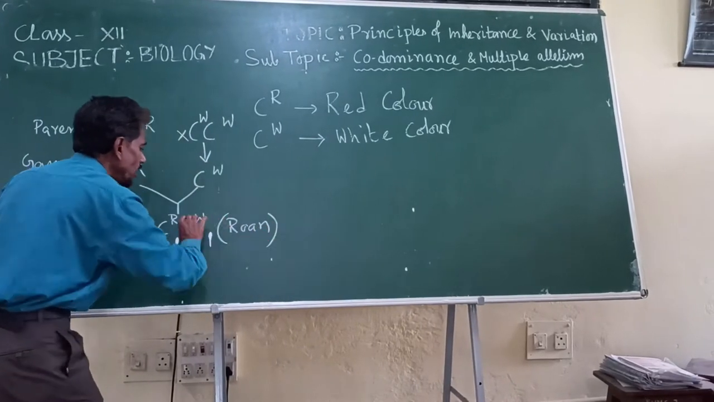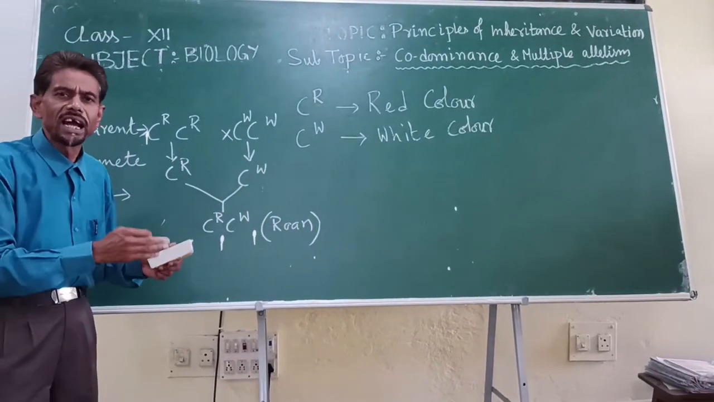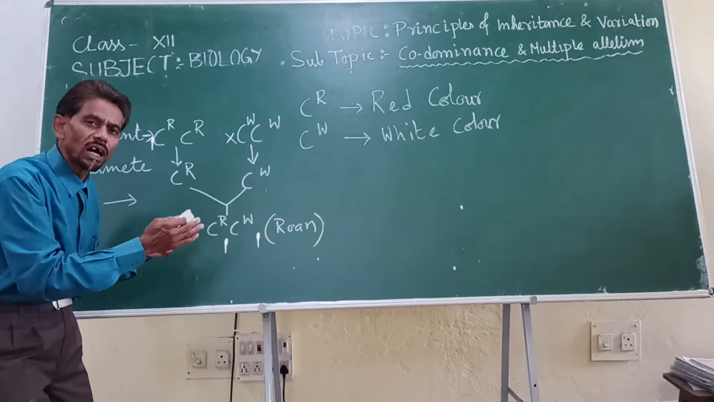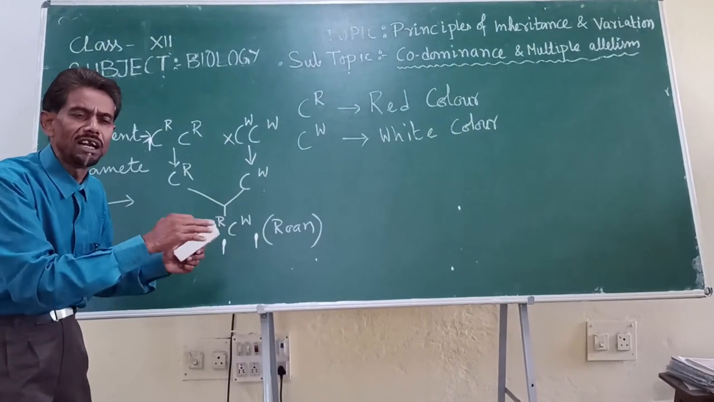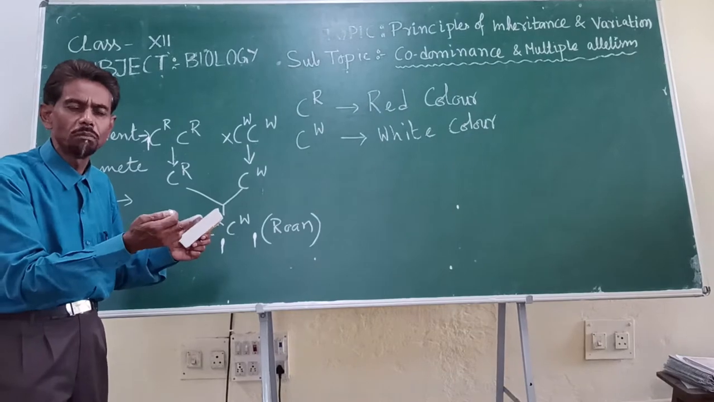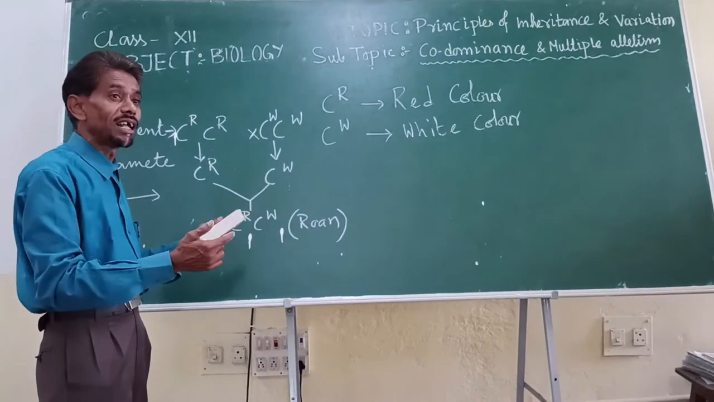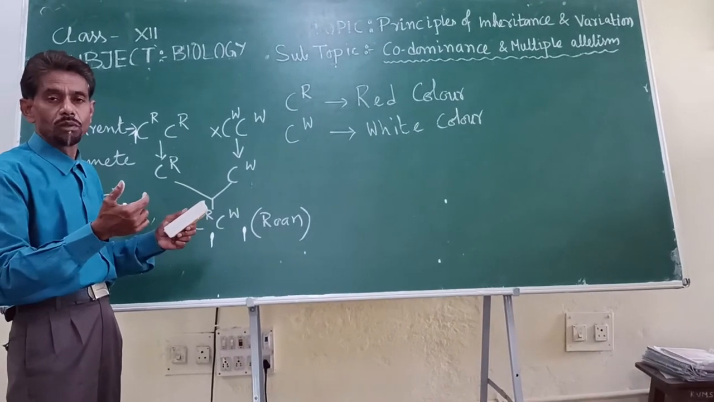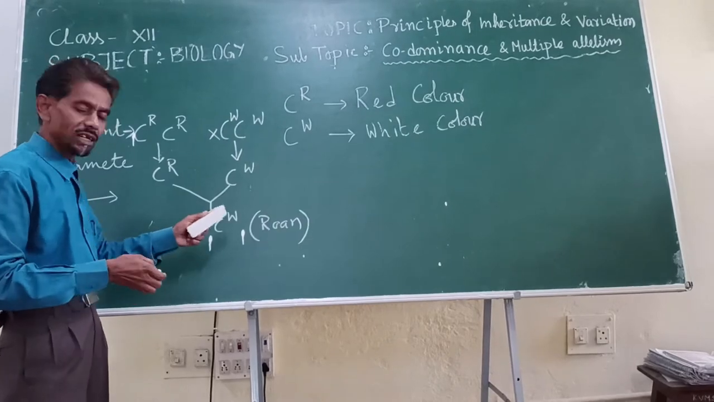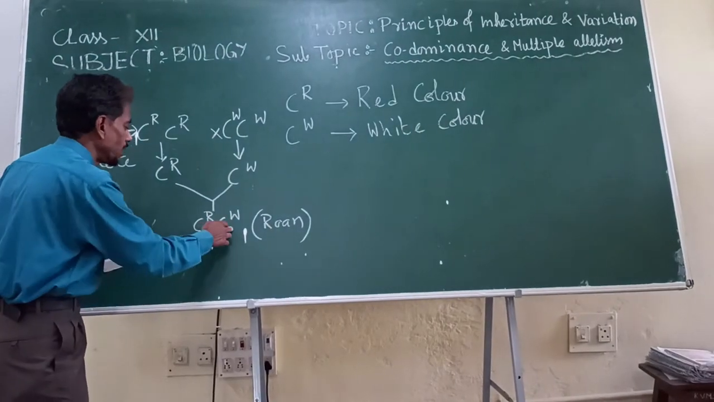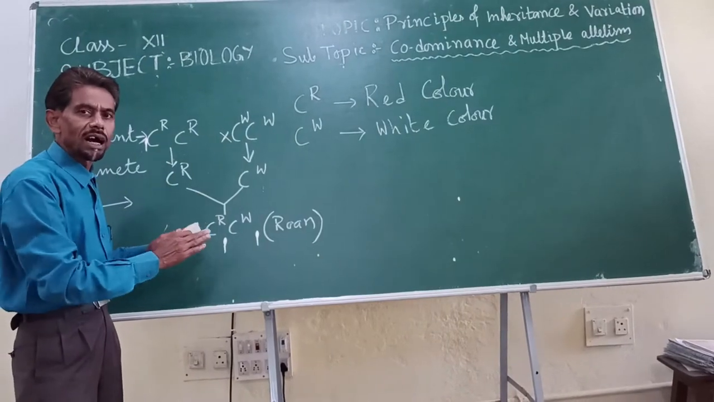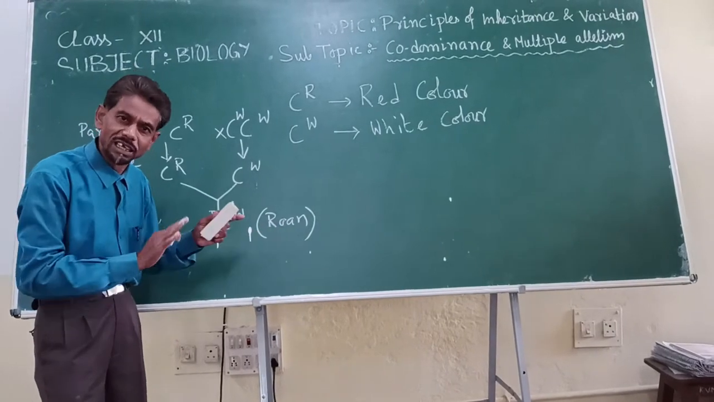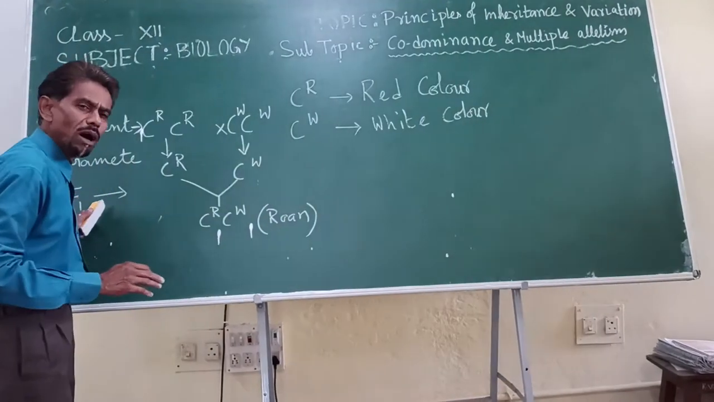What is roan here? Here, the red and the white color remain side by side. That means both colors exist side by side, neither behaving as dominant or recessive, nor giving the intermediate character, as you have seen in incomplete dominance, where you have seen a middle, blending character, pink. But it is not pink. Here both the red and the white coat color are expressing side by side. That is what you call roan color. Is that clear?